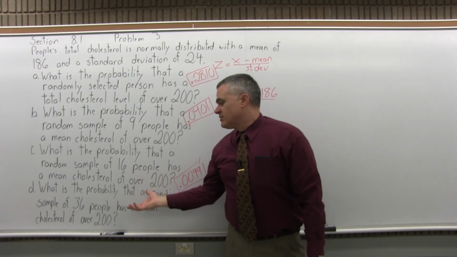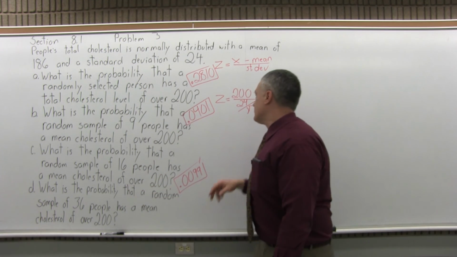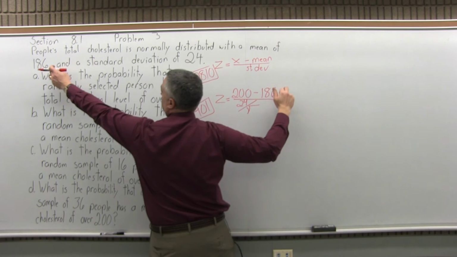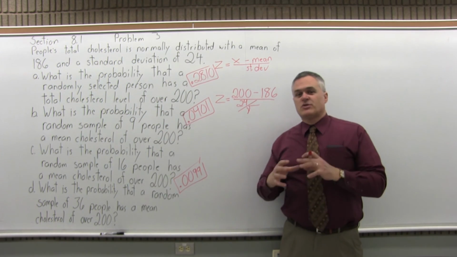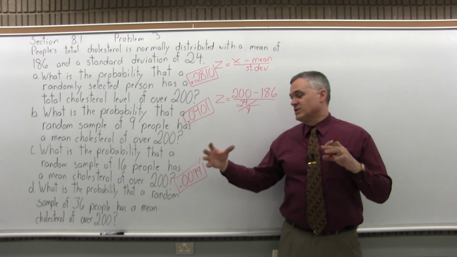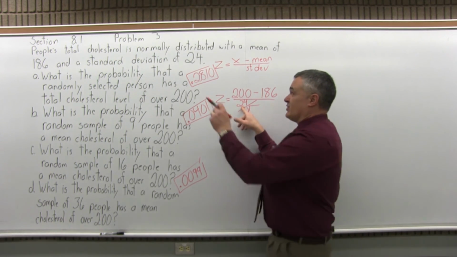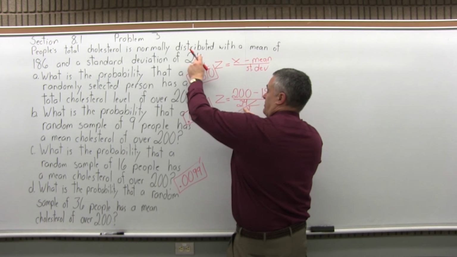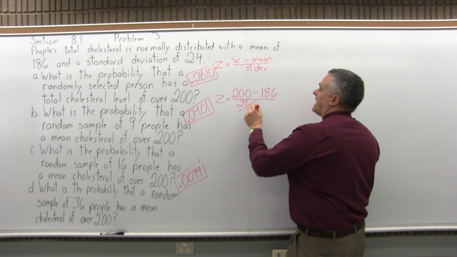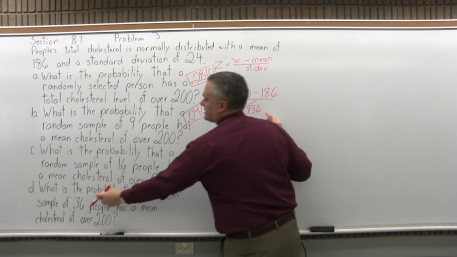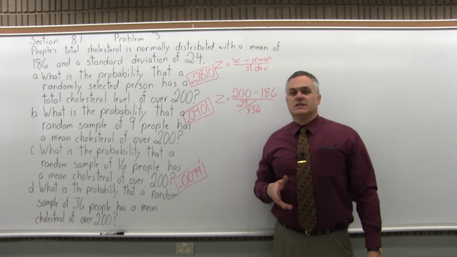So if you take enough samples of 36 people, the average of those means would average out to the same as the average of the population, which is 186. It's the standard deviation, or the measure of how spread out those samples of 36 people would be. So the 24 is still in the numerator, the standard deviation of the population. But in the denominator, it's the square root of the sample size. So for part D, we have a sample size of 36. So that's how it fills in.